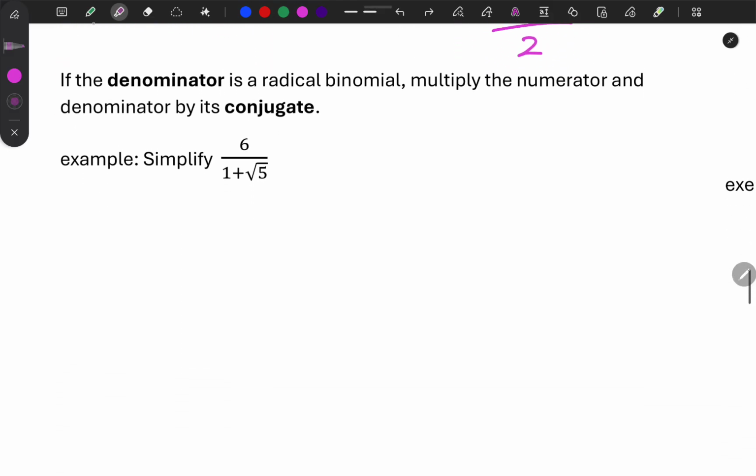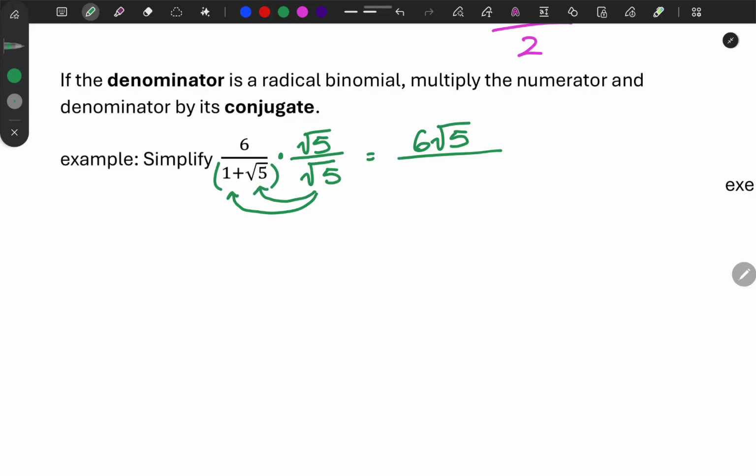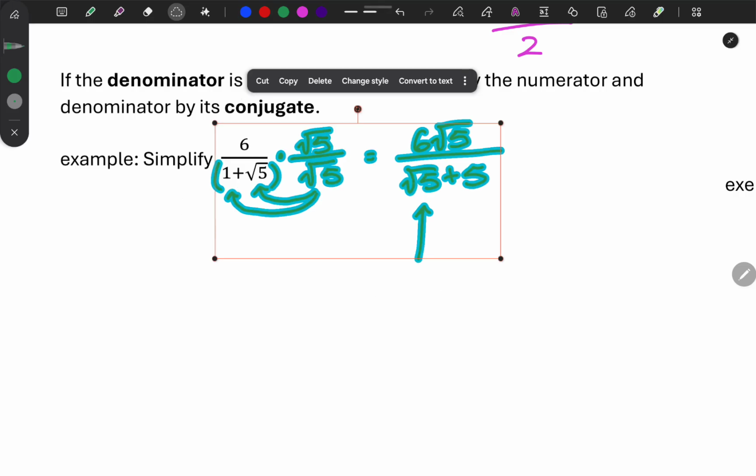Now for this example, I'm just going to point out, and this is not correct, if we wanted to multiply by root 5 over root 5, what would happen? We would have a 6 root 5 in the numerator. What happens in the denominator? Well, we have two terms that are each going to get multiplied by root 5. And we would end up with root 5 plus 5. Is it equivalent? Yes. Is it simplified? No, because there's also a square root. So just multiplying by the square root of 5 is not enough to rationalize the denominator. I'm just going to take that away.